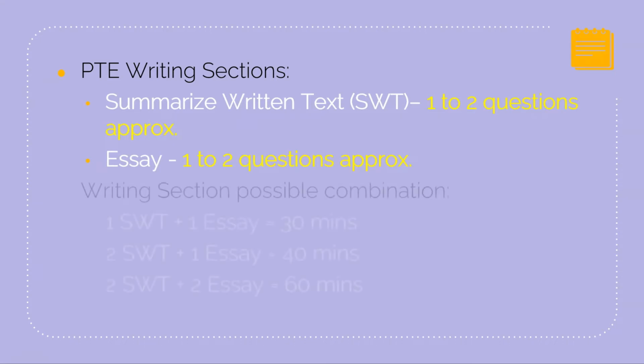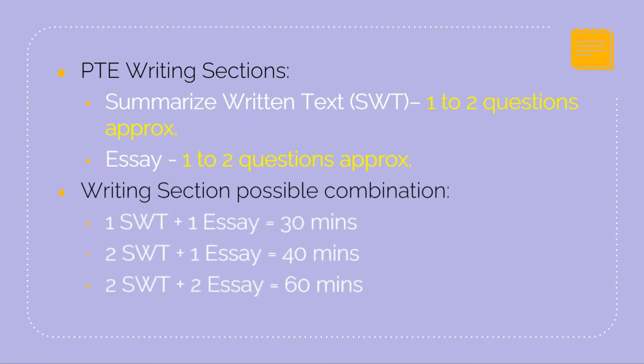The possible combination of questions are as follows: 1 summarize written text task plus 1 essay and a total of 30 minutes. 2 summarize tasks and 1 essay with a total of 40 minutes. Or 2 summarize tasks and 2 essays with a total of 60 minutes. The last combination is quite rare though. Let's take a peek at how these tasks look.